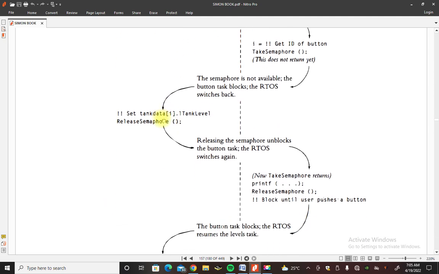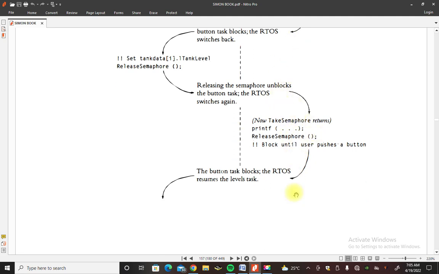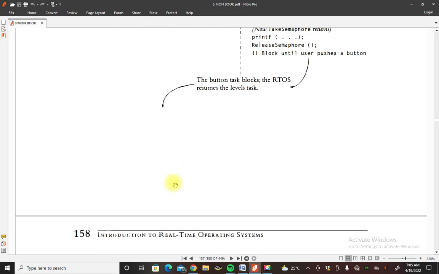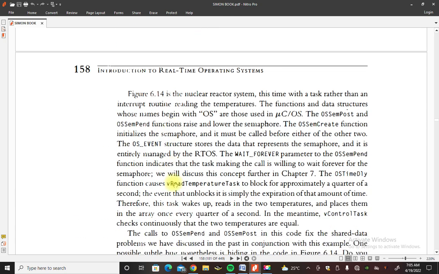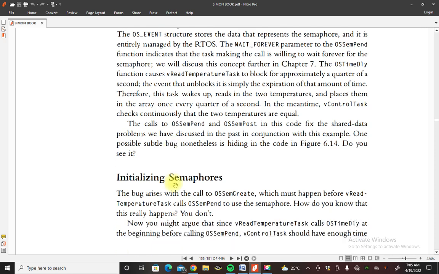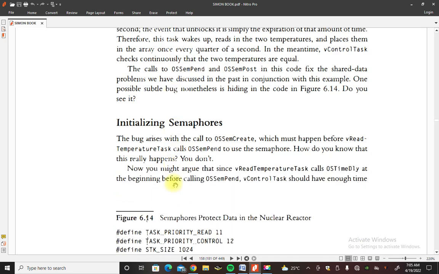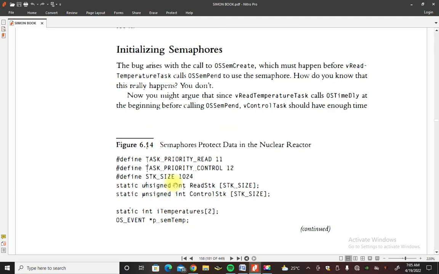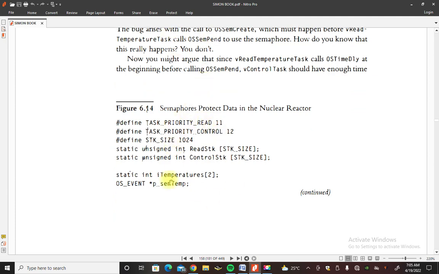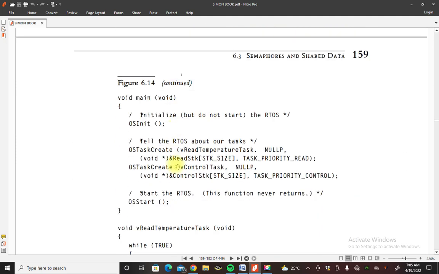That's very important. Once it is released, the highest priority task completes its work, and then that also releases the semaphore, and this process continues. So this is how the real-time operating system uses semaphores to prevent the shared data problem, according to this author. So this initializing semaphore is the syntax with respect to the corresponding real-time operating system. So priority, read, control, the nuclear reactor. How the temperature is being read in the nuclear reactor, some example is being given, right?